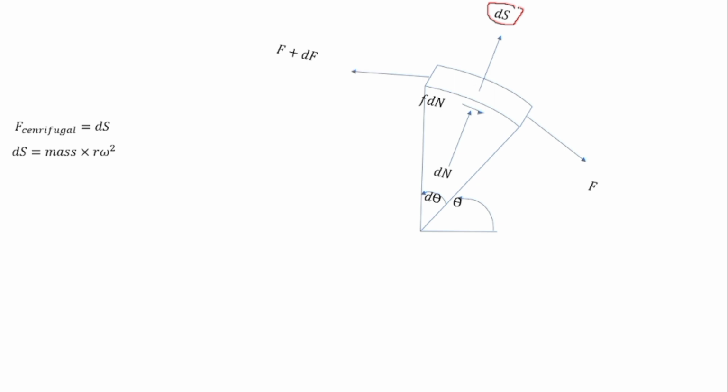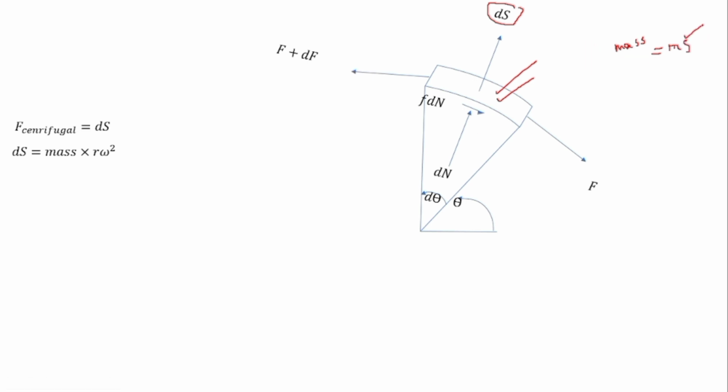mass into r omega square. But here for this element, mass is actually given in a unit of kg per meter, or mass per unit length, as this length is actually r. So this L can be replaced by S. This is represented by m. Mass will be equal to m S.